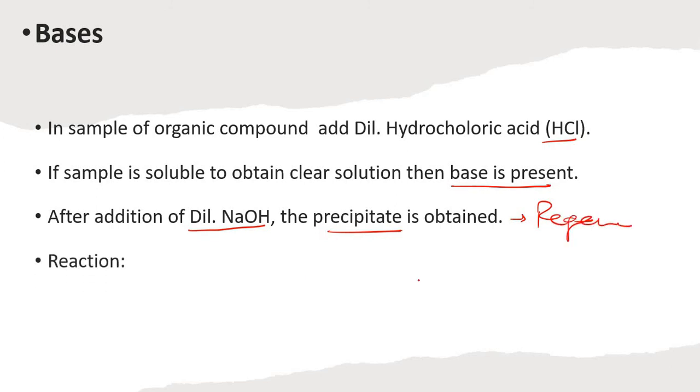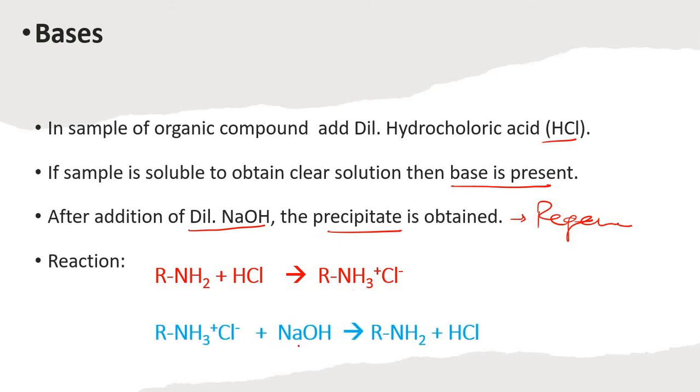The reaction is given like this. Amines, as we know, are bases. If we react these amines with HCl solution, it forms the salt, ammonium chloride. So this is the salt of ammonium chloride. When this salt reacts with sodium hydroxide solution, it regenerates the amine again. So this is the reaction.